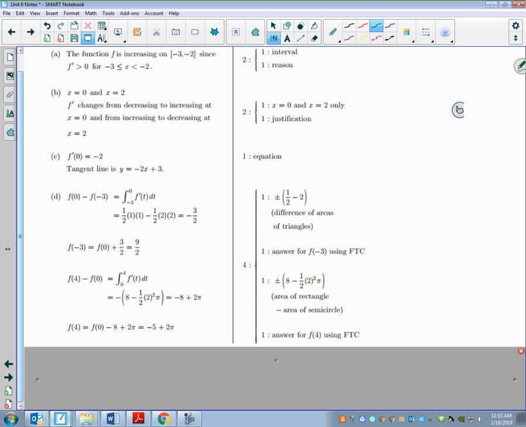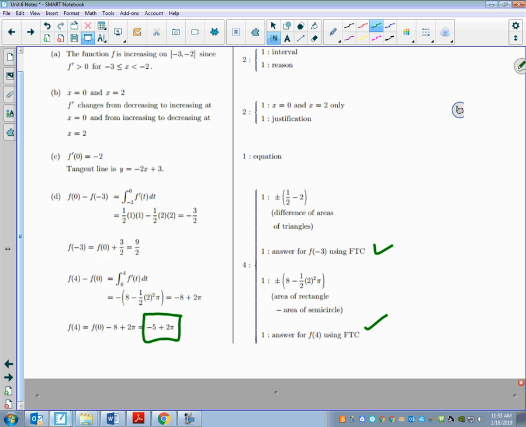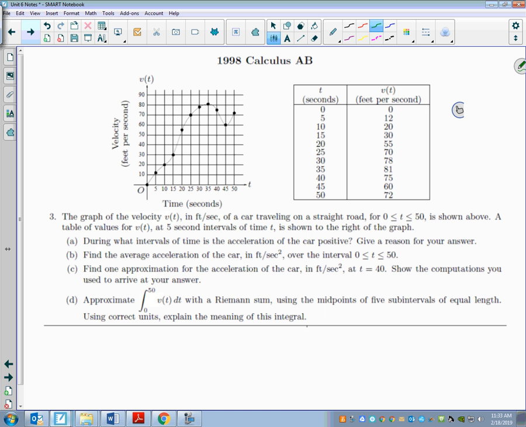So you really get -8 plus 2 pi, and then you add over your f of 0 and get negative 5 plus 2 pi. Notice the points for this, okay? You got a point for doing the triangles and a point for the area of the rectangle minus the semicircle, and then you got a point for using the fundamental theorem of calculus on each one of those. I was trying to make it make more sense, but maybe I just screwed it up, all right? All right, let's look at this one.